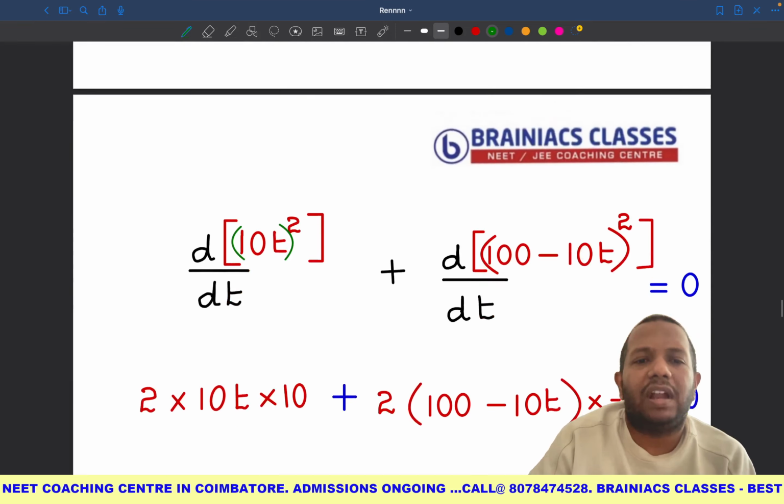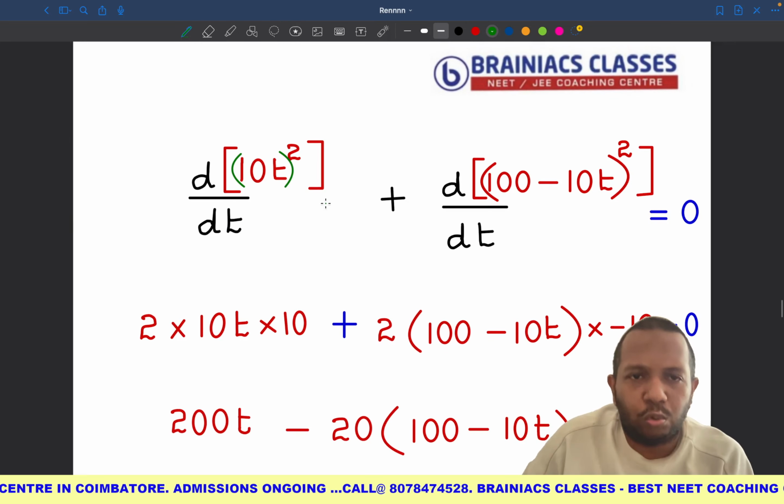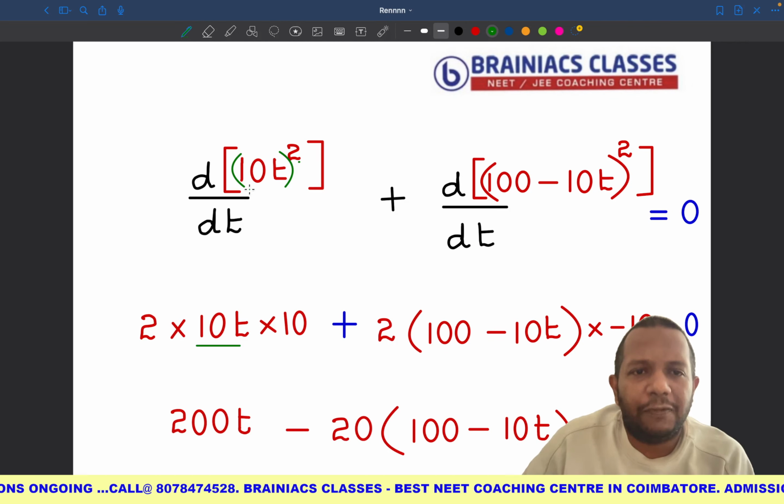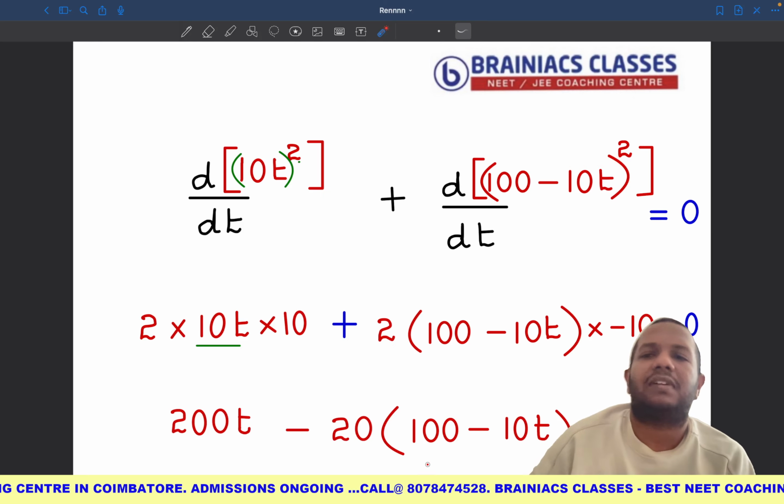Okay, now we are differentiating it. You can say 2 into this particular function into the differential of 10t. The differential of 10t is 10. That is how it is coming. Similarly here also, 100 minus 10t the whole square. First time I am differentiating this, so 2 into this one, into the differential of this one. The differential of the constant 100 is 0, the differential of minus 10t is minus 10. That is how it is coming.